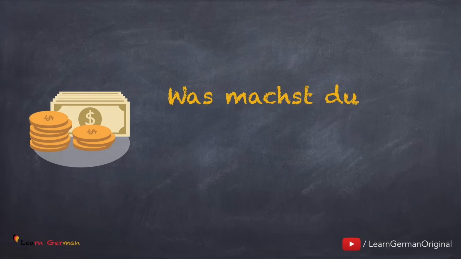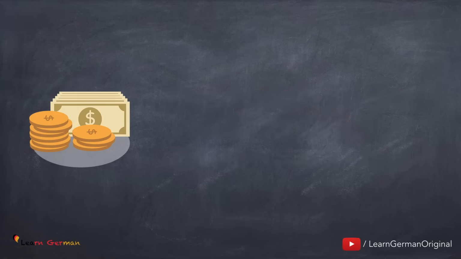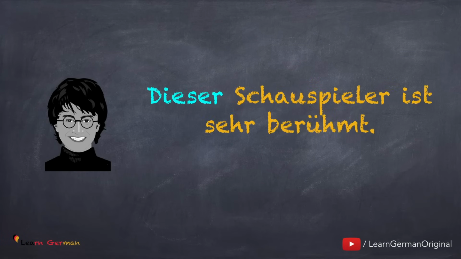And here's the next example. Was machst du mit diesem Geld? Und hier ist noch ein Beispiel. Dieser Schauspieler ist sehr berühmt.